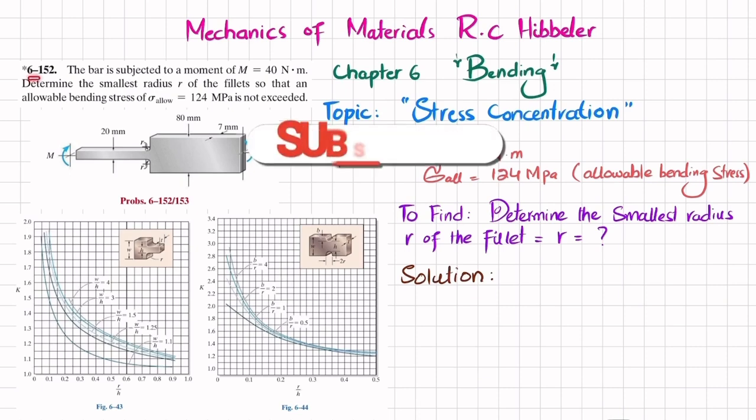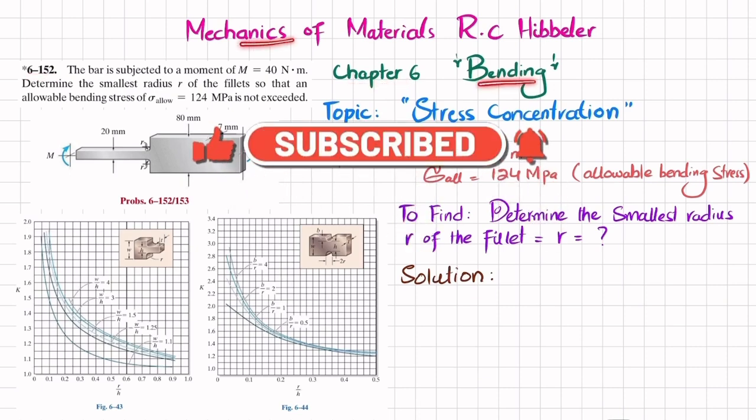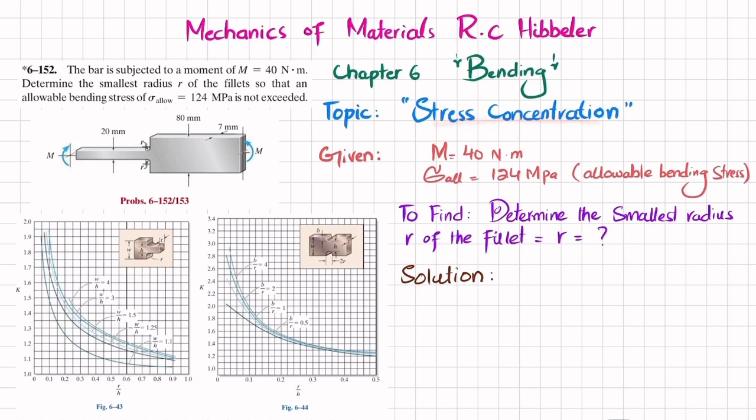Welcome back. In this video, we are going to solve problem 6-152 that is taken from chapter number 6, Bending, and the book name is Mechanics of Materials by R.C. Hibbeler. And the topic is stress concentration. The statement is: the bar is subjected to a moment of 40 Newton meter. Determine the smallest radius r of the fillet so that the allowable bending stress of 124 megapascal is not exceeded.